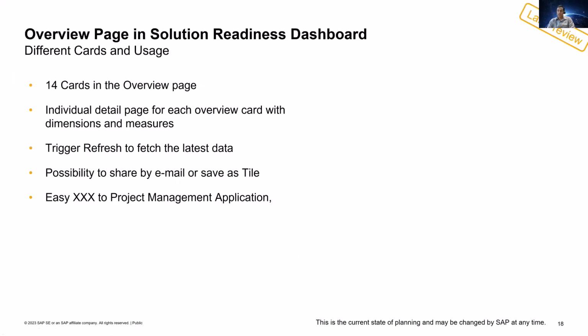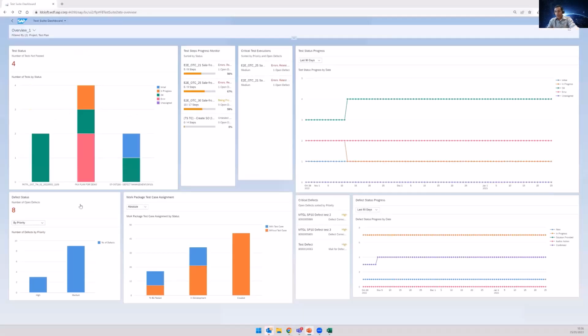So the overview pages in the solution readiness dashboard provide the 14 different cards. Each of these cards has individual pages. From these individual pages, you can build your own variants, your own options. You can have your own set of dimensions and measures. If you want to get the latest data, you can always trigger the refresh to fetch the latest data and work on this data.